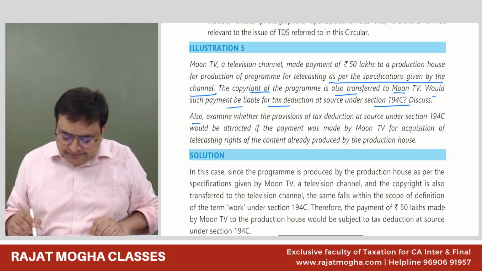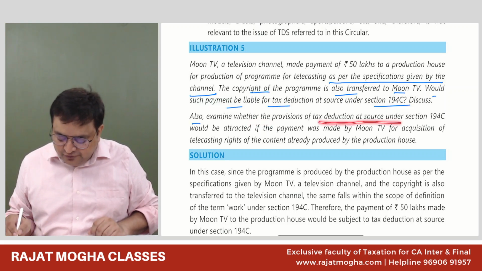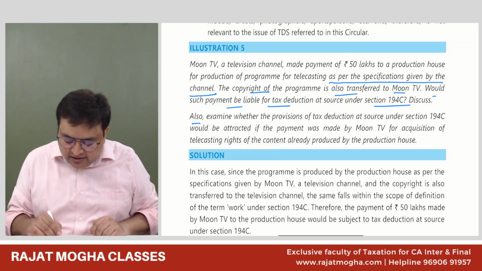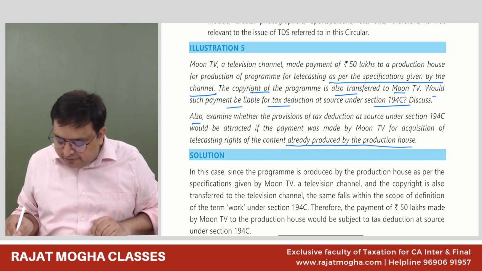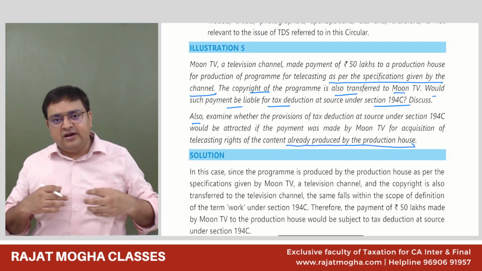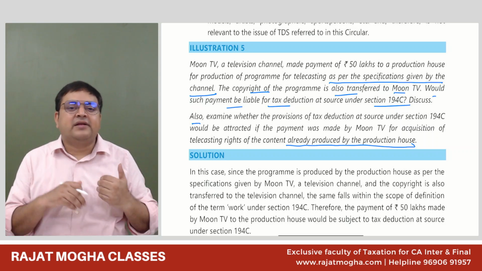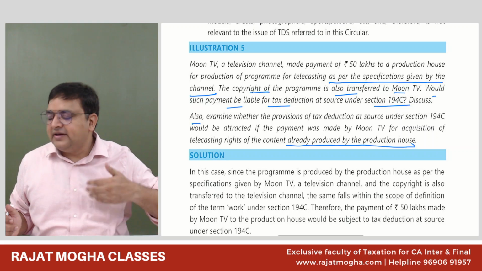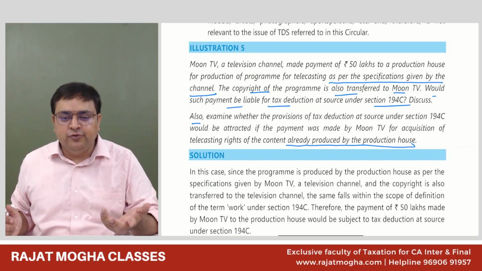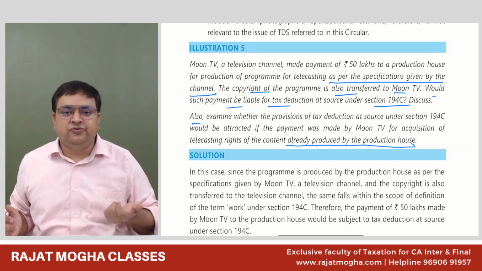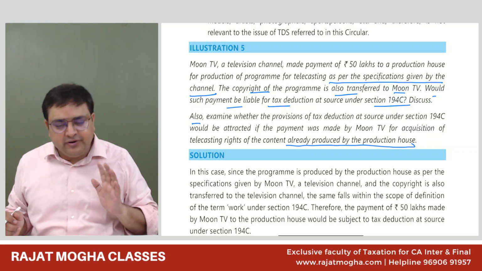Also examine whether the provision of TDS at source under 194C would be attracted if the payment was made by Moon TV for acquisition of telecasting right of the content already produced by the production house. So if they have already produced some ready-made series and we are making a payment to acquire the right of that series, then 194C will not be applicable. No TDS. Why? Because we are purchasing their ready-made content. It is not a work done. It is not a contract. So I think you will be able to remember this.